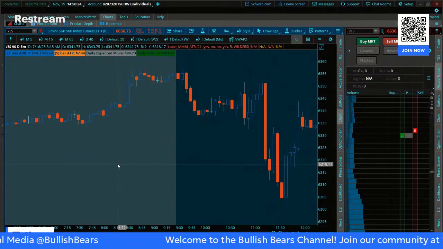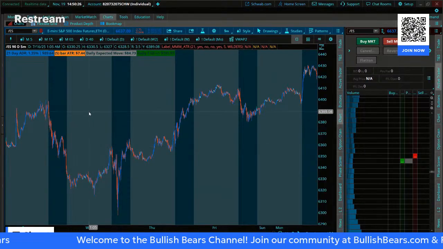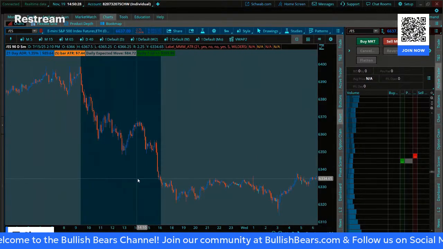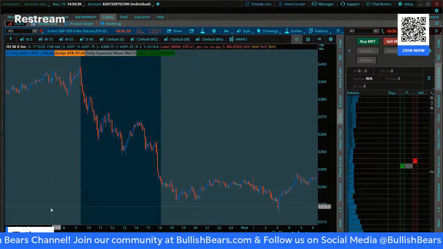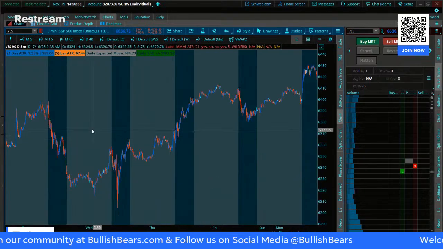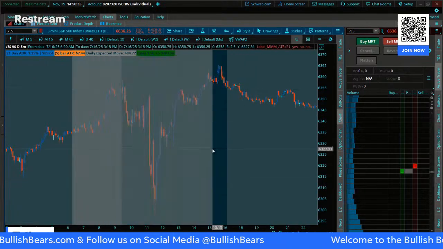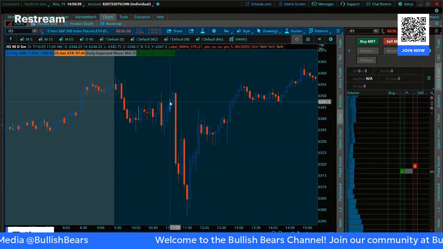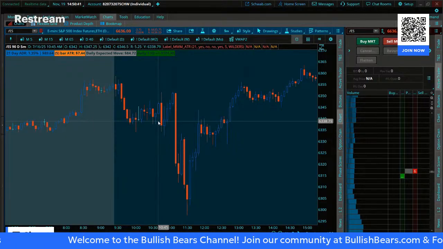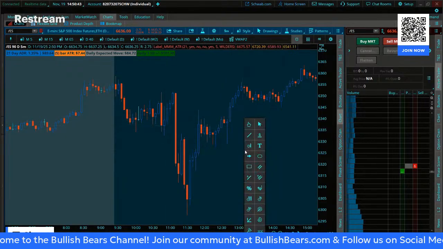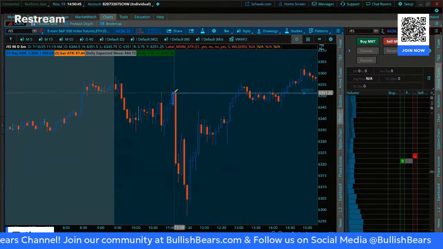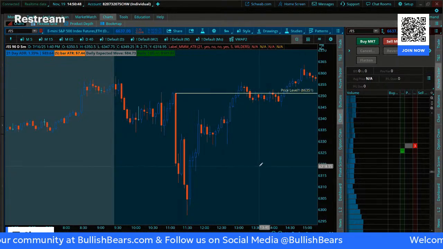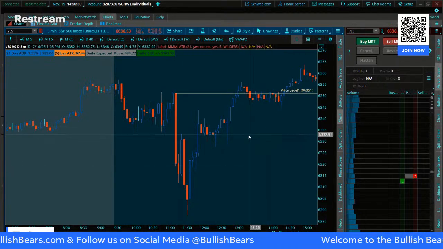Looks like it only looked good when I was zoomed out. Once I zoomed in, it didn't look too good. See, we got another one. Yeah, there's a really good example of a liquidity bar. Look how big that is compared to everything else around it. And then what did we do? We went back up.